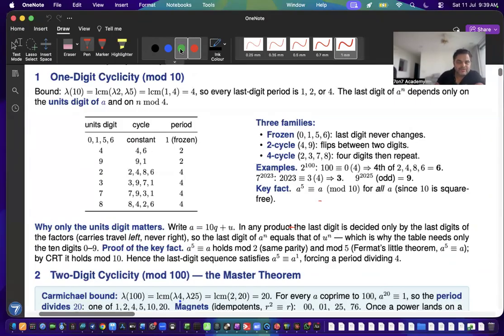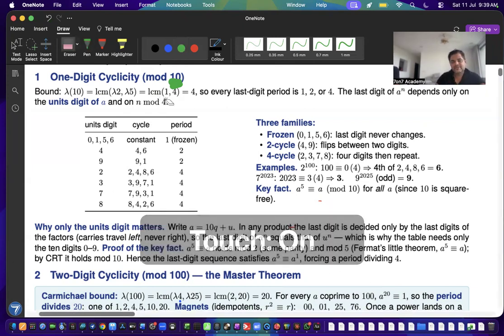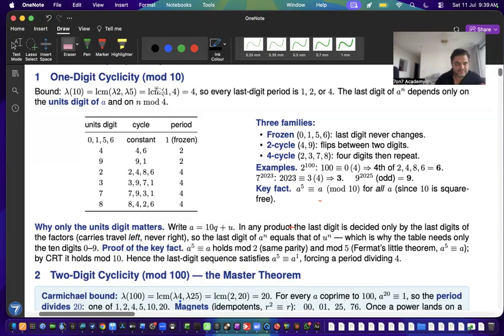Look, these are cyclicity notes. What cyclicity means is how the digits repeat. One-digit cyclicity means when you divide by 10, how that repeats. So one type of question is that. The second type of question is when you divide by 100 and then by 1,000. This note I made, if you see, it is very beautifully made.